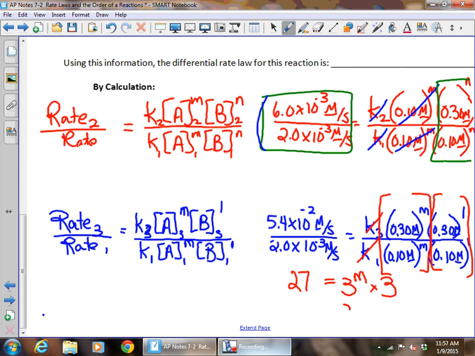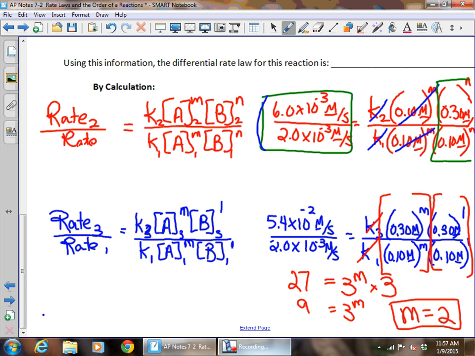Solving for 3 to the m, we see that 3 to the m times 3 is equal to 27. We're going to divide both sides by 3. 27 divided by 3 is 9. And if this statement is true, in order for 3 to the m to be equal to 9, m has to be 2. So that's how we get an order when we don't have anything constant in our second reactant.